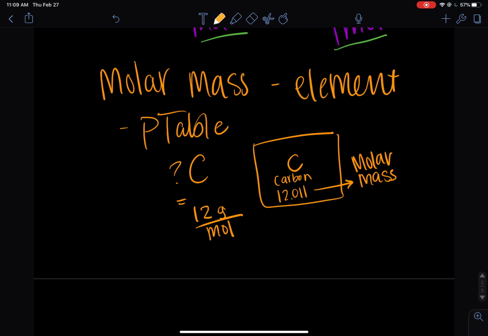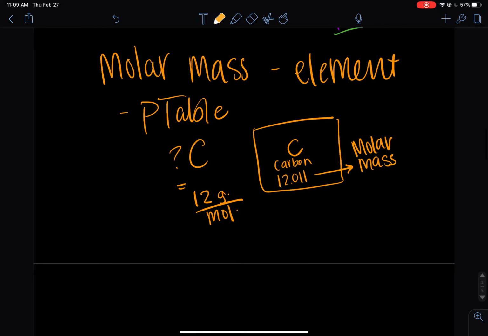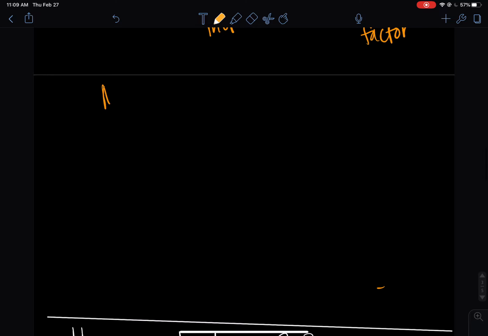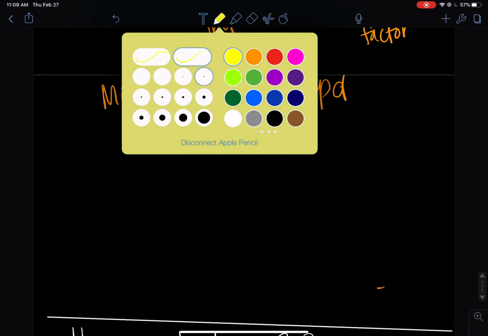Okay, so the molar mass is not a 1 unit definition. It has 2 units. It's a gram per mole. So technically the molar mass can be used as a conversion factor, and it is individual per element. So if we need to do this for a compound, for the molar mass of a compound, you're going to take each piece of the compound and break it apart.